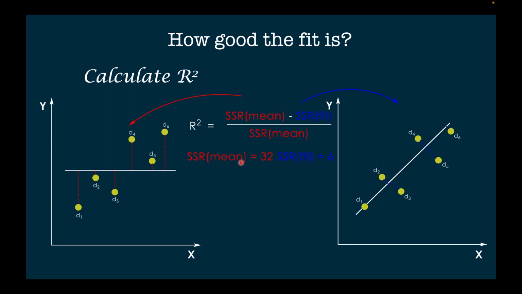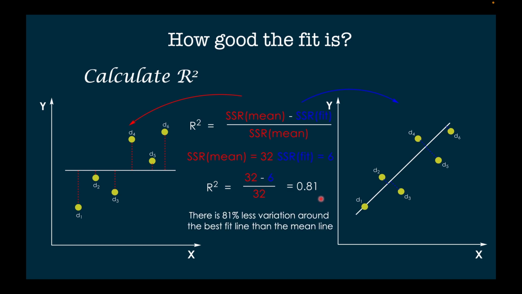Now let us suppose SSR for the mean line is 32 and for the best fit line is 6. Let's just plug these numbers into the equation above. And the number that we have got is 0.81. That basically means that there is 81% less variation around the best fit line than the mean line.